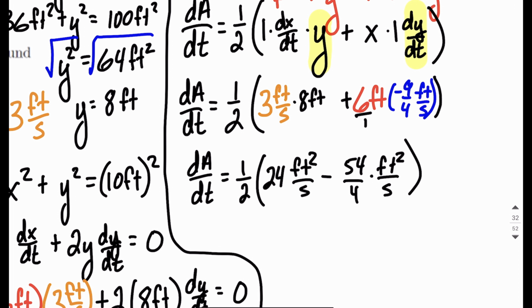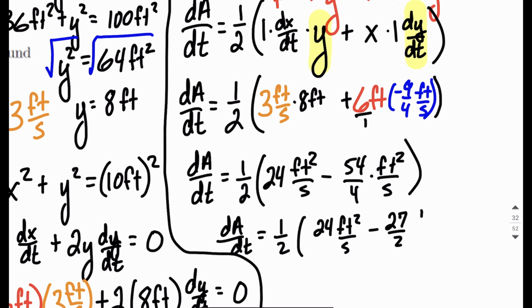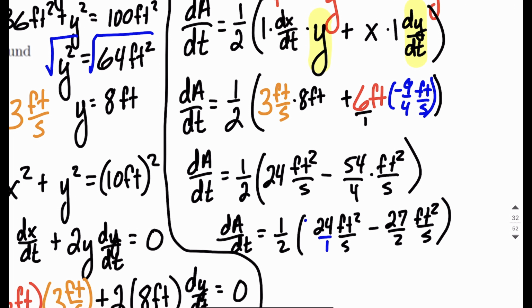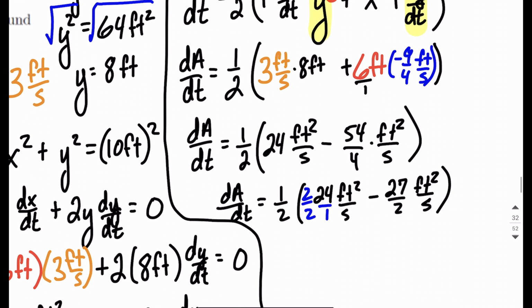Let's go ahead and reduce a little bit. We still have dA/dt on the left-hand side. The 1/2's coming along. I'm going to bring along our 24 feet squared per second. But then over here, that 54 and 4 have a common factor of 2, so we could reduce that to 27 over 2 feet squared per second. In which case, we want to kind of get a common denominator here. I'm going to visualize this as 24 over 1 and multiply both numerator and denominator by 2. That'll give us a denominator in common.